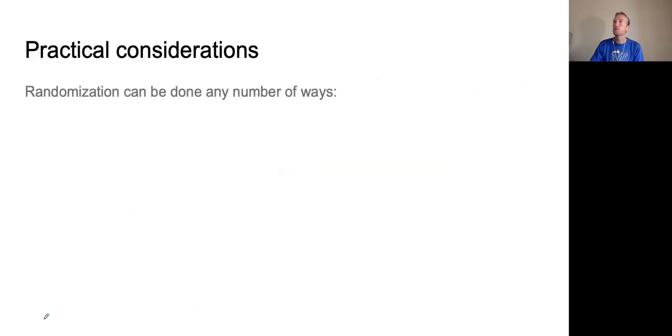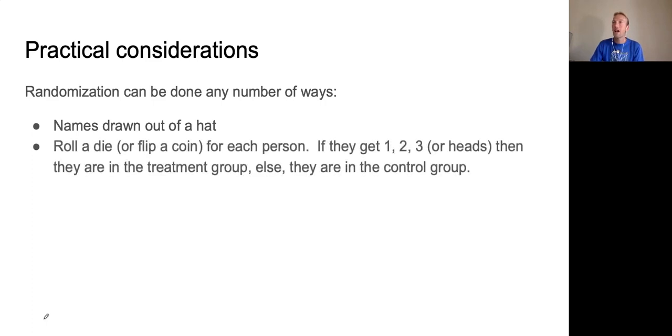All right, here's some practical considerations. Now, how can you do randomization? Well, you can pull names out of a hat. That's one way to do it. I'm talking about feasible. What can we do in a developing world country? You can roll a die or flip a coin for each person, right? So if they get a 1, 2, or 3, let's say, or maybe they get a heads, if you're flipping a coin, then they're in the treatment group, or otherwise they're in the control group.